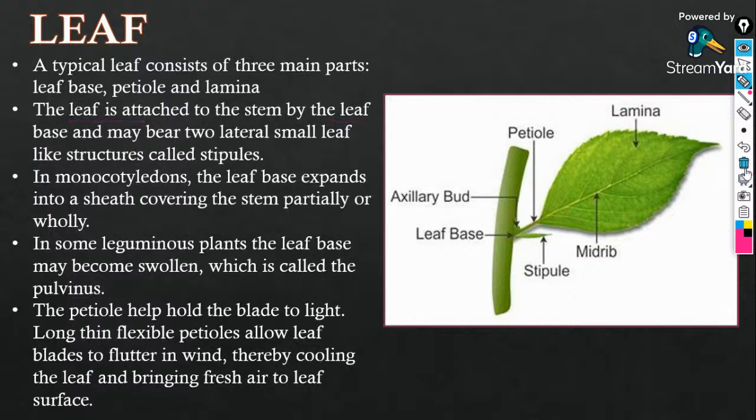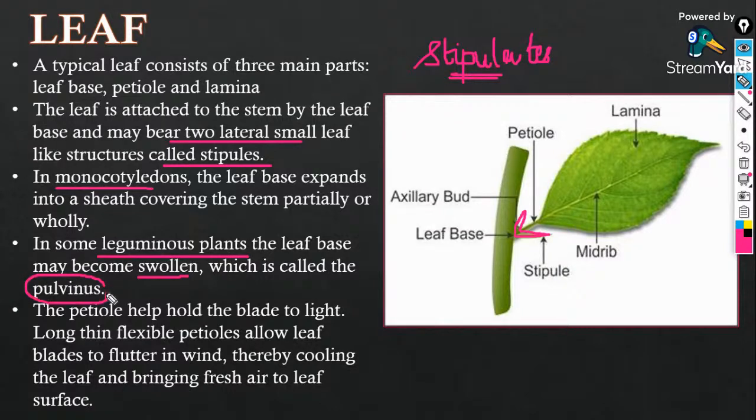The leaf base may bear two lateral small leaf-like structures called stipules. Those plants that contain stipules, you will call stipulate plants. In monocot plants, the leaf base expands into a sheath covering the stem partially or wholly. In leguminous plants, the leaf base becomes swollen, and this swollen leaf base you will call the pulvinus. Important.